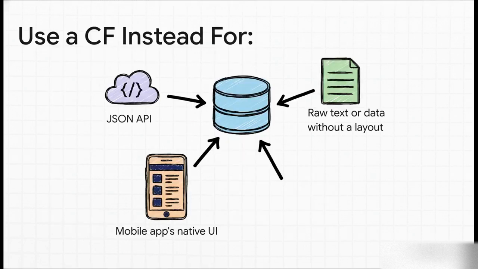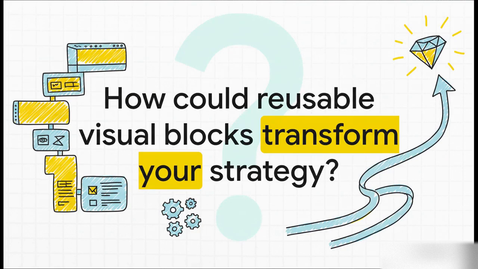And just as important, when should you use a content fragment instead? Well, you'll choose a CF when you're dealing with pure headless data that's going out through an API, or when you have raw text or data that doesn't need a fixed layout. A perfect example is sending product information to a mobile app's native interface, where the app itself is going to handle all the styling. So there you have it.